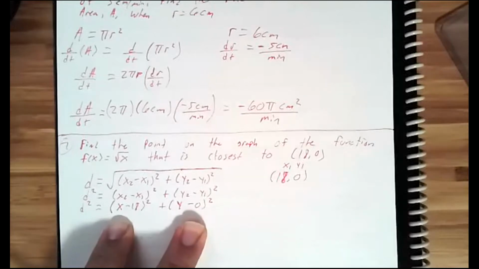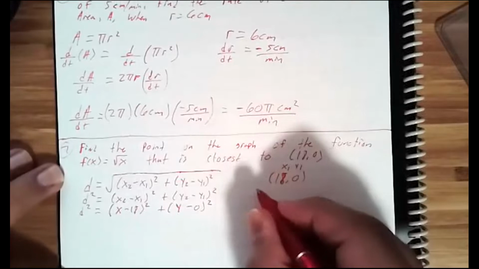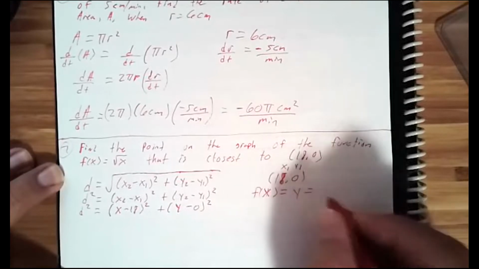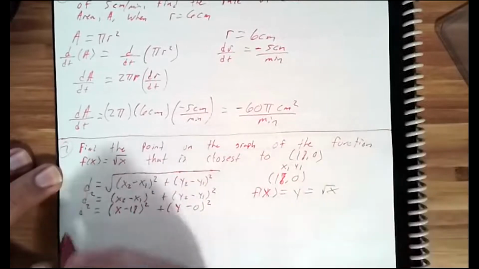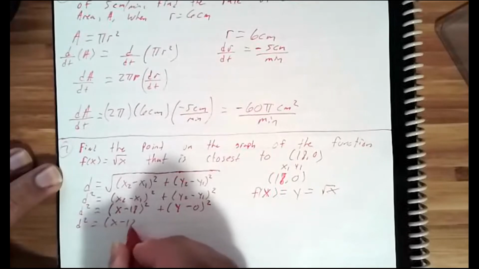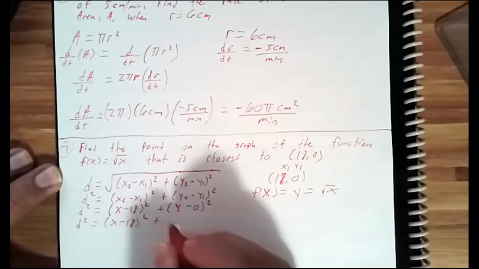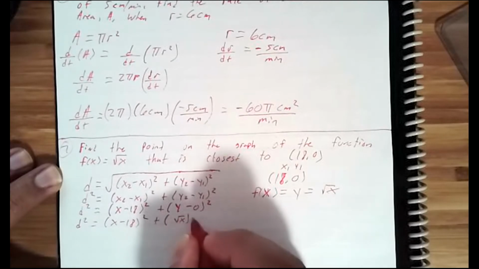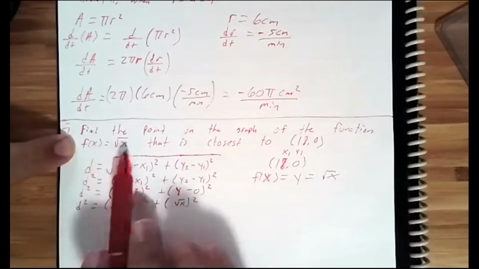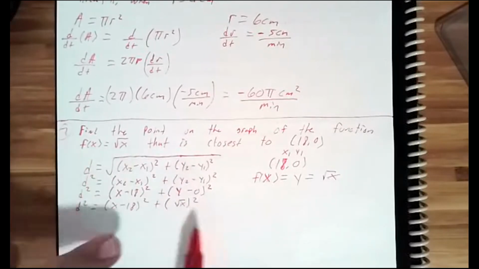The y though is a little annoying. Remember that f of x is equal to y, which is equal to root x. So let's use that fact to get rid of the y. That way we don't have to do an implicit problem. You see what I mean? They told us that's what y was here, so I'm going to use that in the problem.